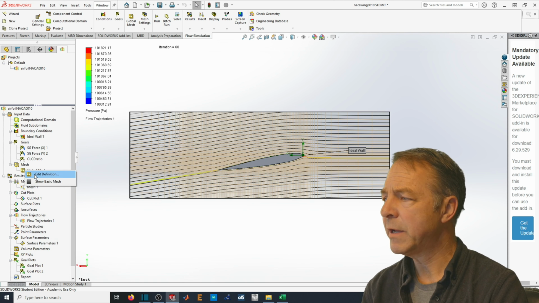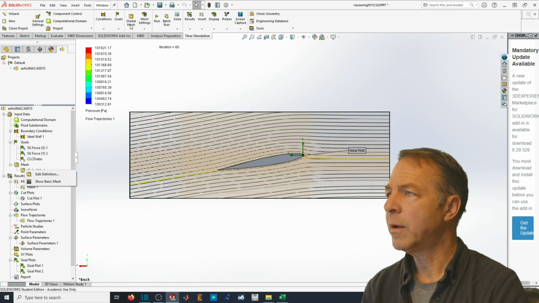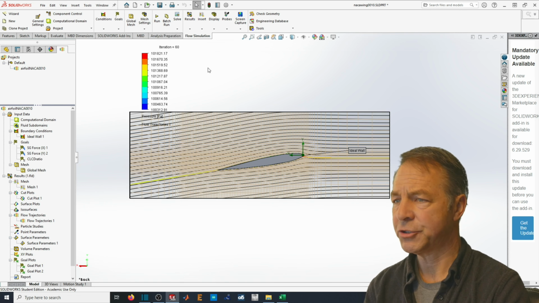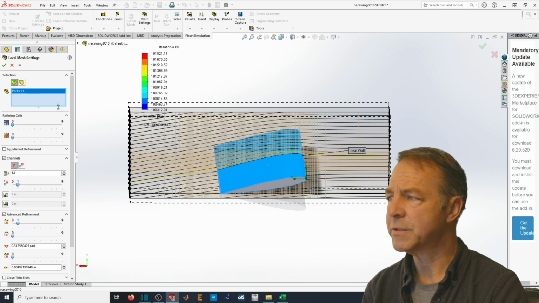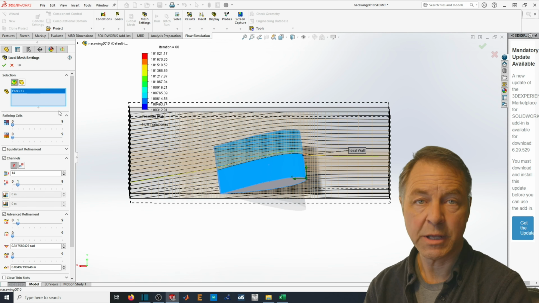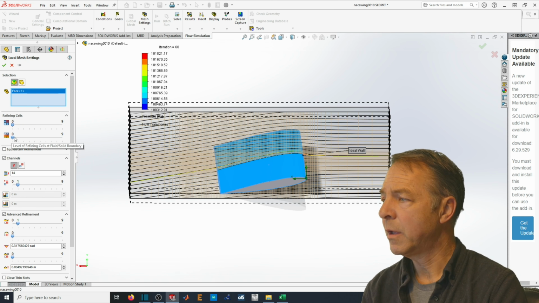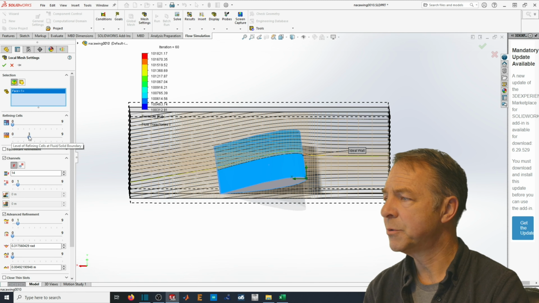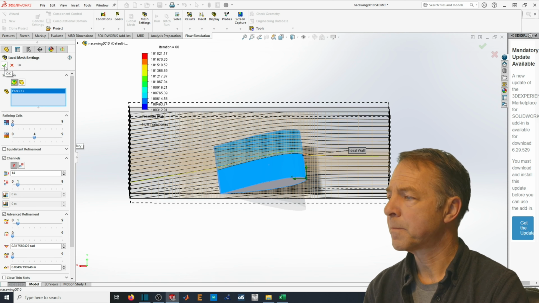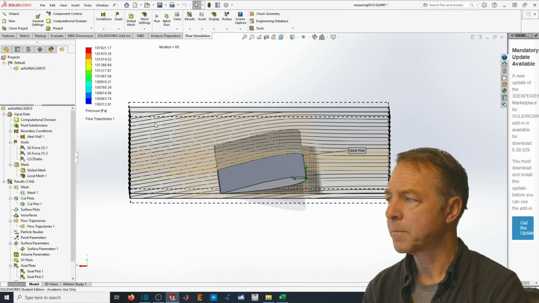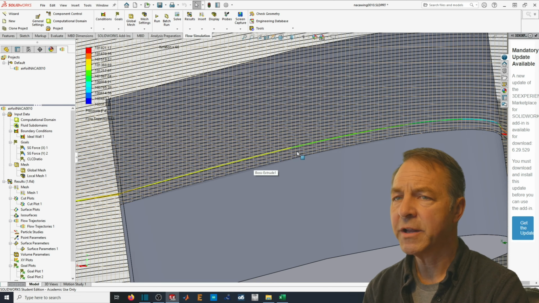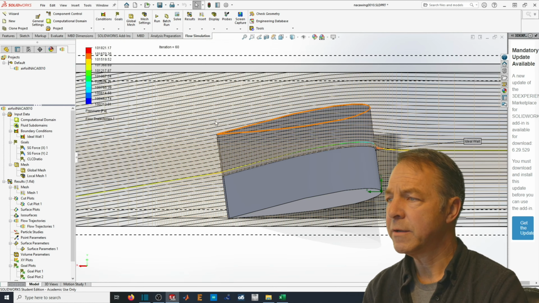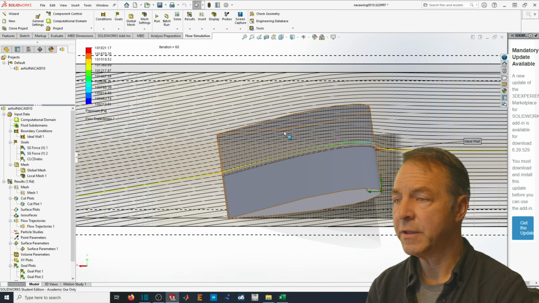is, if we go up to the mesh tool, we can insert a local mesh. And for the local mesh, we pick the surface of the wing, which is the area that we're most interested in, and we refine the cells close to a solid boundary. Now if we look, you can see that it's quite a bit finer in here than it was, and not so much in the outer area.